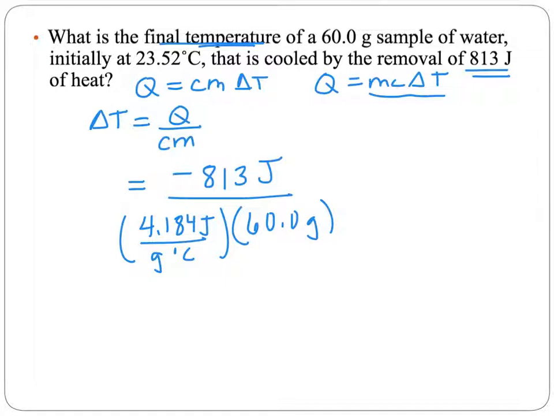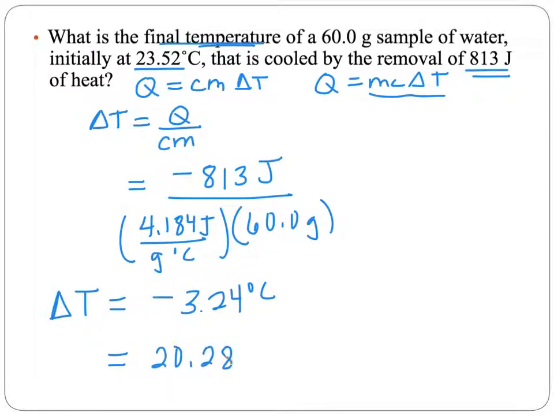We're going to have units cancel out here so that we're left with a change in temperature of negative 3.24 degrees Celsius. The negative indicates that the temperature has decreased, which we would expect since this is being cooled by removing heat. So if the initial temperature was 23.52 degrees Celsius and we have decreased it by 3.24 degrees Celsius, then our final temperature is going to be 20.28 degrees Celsius.